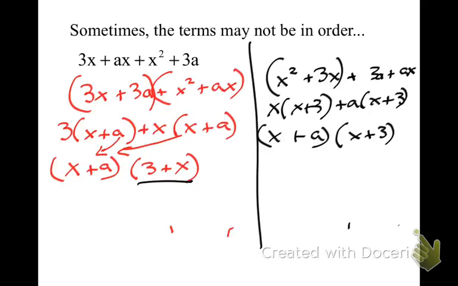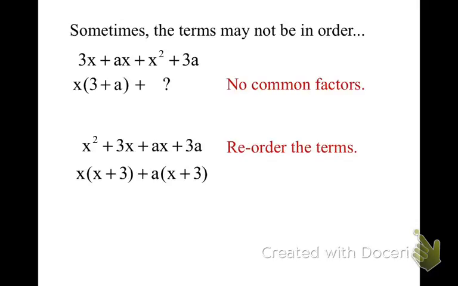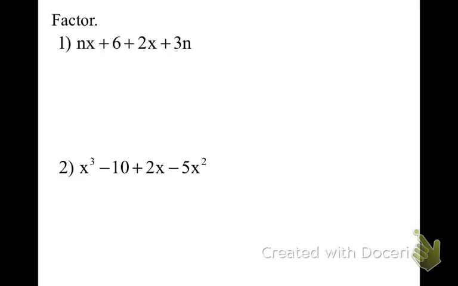And if you FOIL it back, you end up with this. We always check ourselves by FOILing. Are you guys clear on this? Yes. Okay, so now let's add some negatives to the mix. Or, you know what? Let's do number 1. You guys do number 1. You can see we might have to reorder things. Pause the recording and do number 1.